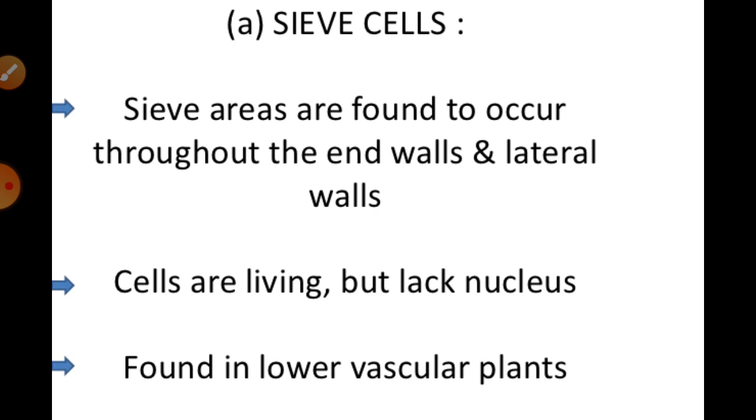If we talk about the function of these sieve elements, the main function of the sieve element is the translocation of organic solutes. Generally, translocation means the transfer of food materials from one side to another side in the plants. Especially, these sieves help in the translocation of organic solutes from one to another.